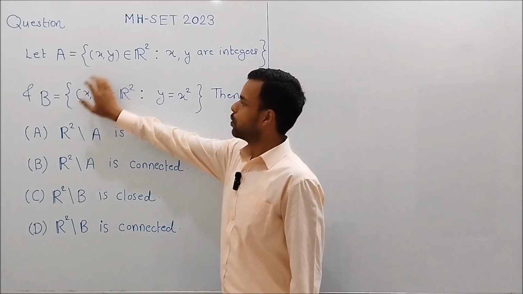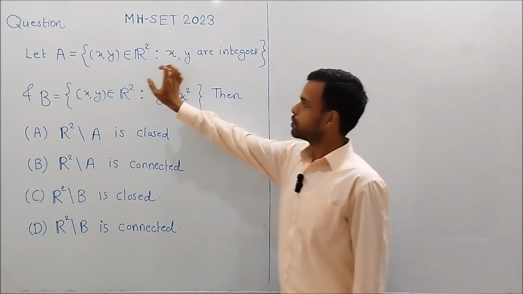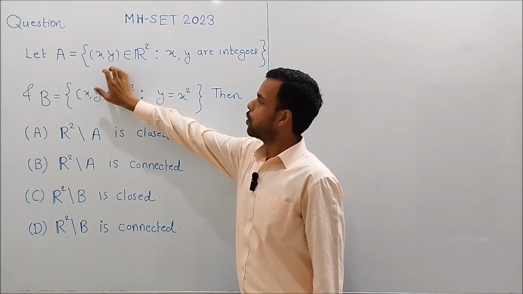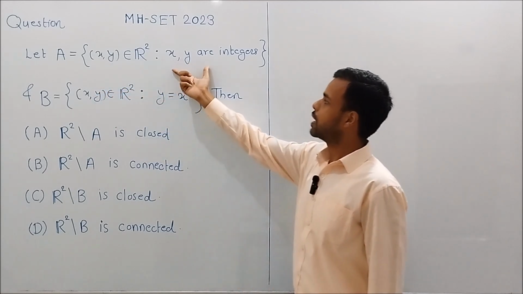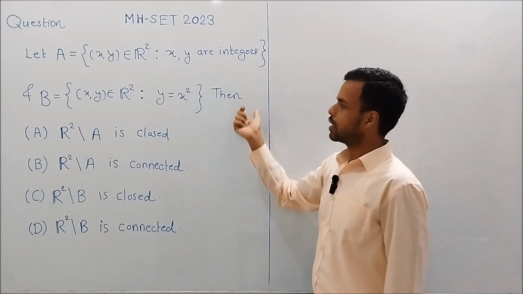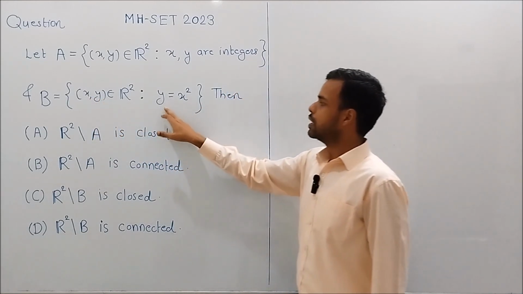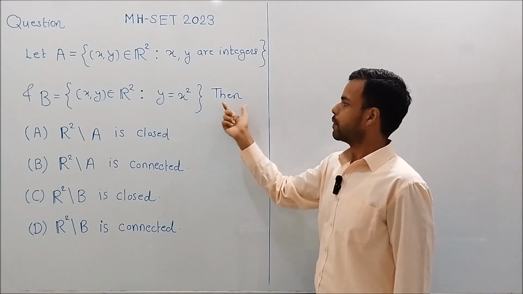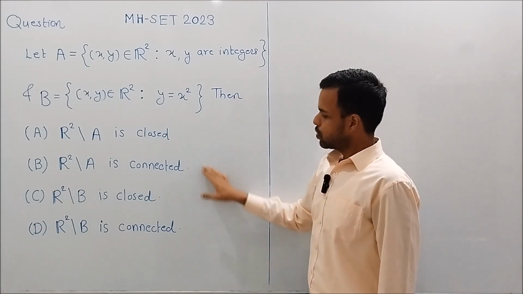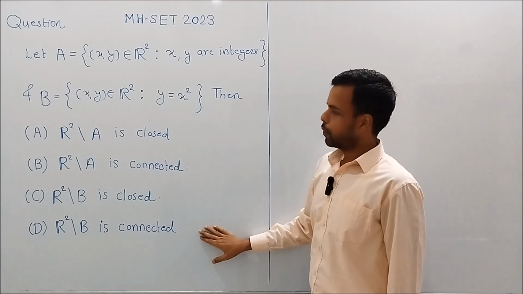We are given two different subsets of R2. One is A, which is the set of ordered pairs (x, y) belonging to R2 such that x and y are integers. Another is B, which is the set of ordered pairs (x, y) belonging to R2 such that y equals x square. Then, which of these given statements are true?